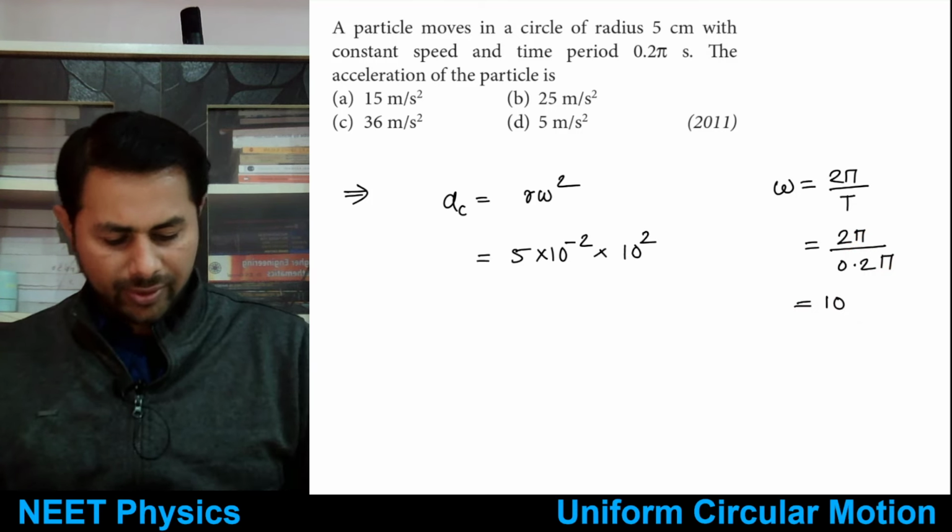Very good, very simple question, right? There is nothing in this one. Let's see the next one. A stone tied to the end of a string of 1 meter long is whirled in a horizontal circle with constant speed. If the stone makes 22 revolutions in 44 seconds, what is the magnitude and direction of acceleration of the stone?